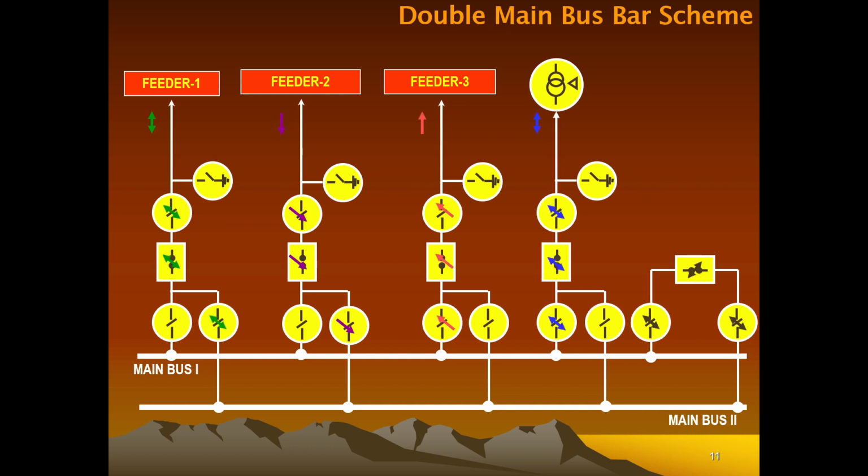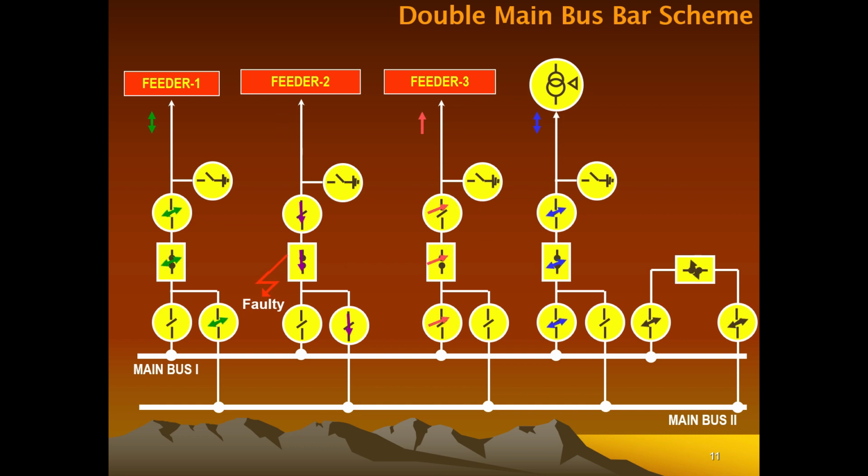Now, if you see here, there are two buses, bus 1 and bus 2. Some of the feeders are charged through bus 1, some other feeders are charged through bus 2. The feeders which are charged through bus 1, in this particular case, are feeder 3 and feeder 4. Feeders which are charged through bus 2 are feeder 1 and feeder 2, and the bus coupler will remain in service, or the bus coupler will be in charged condition.